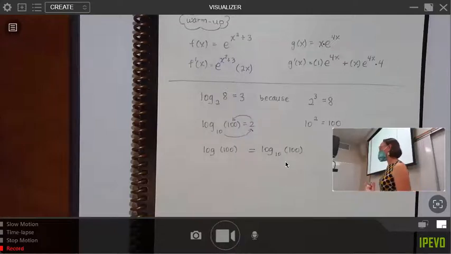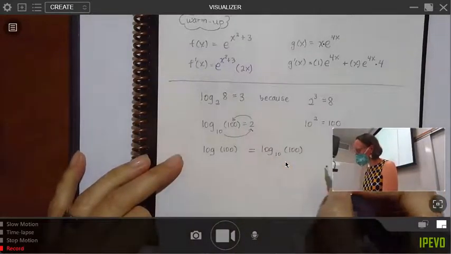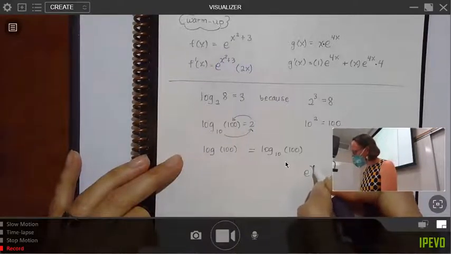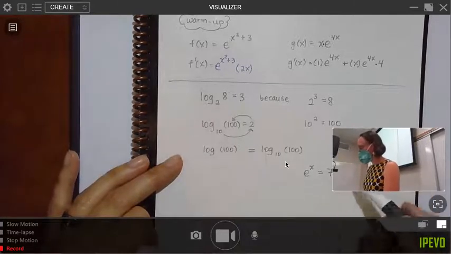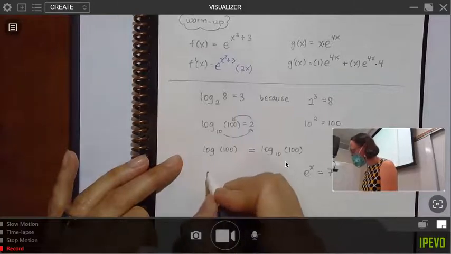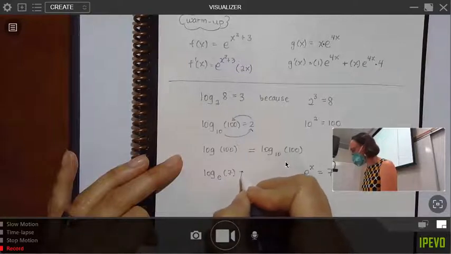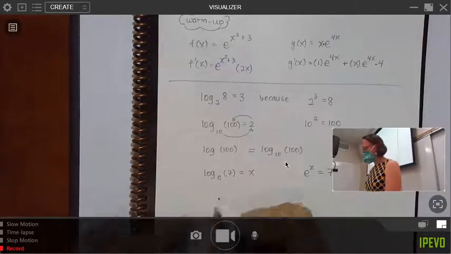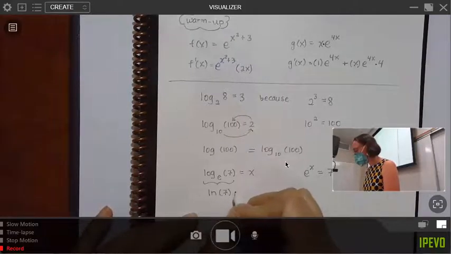In our textbook, if the base is e, they're going to use the natural log, or ln. So if I start with the exponential side, if I wrote e to the x is equal to, I don't know, 7, then as a log statement, I could write this as log base e of 7 is equal to x. But the notation that our textbook would use is to write that as ln of 7 would be equal to x.